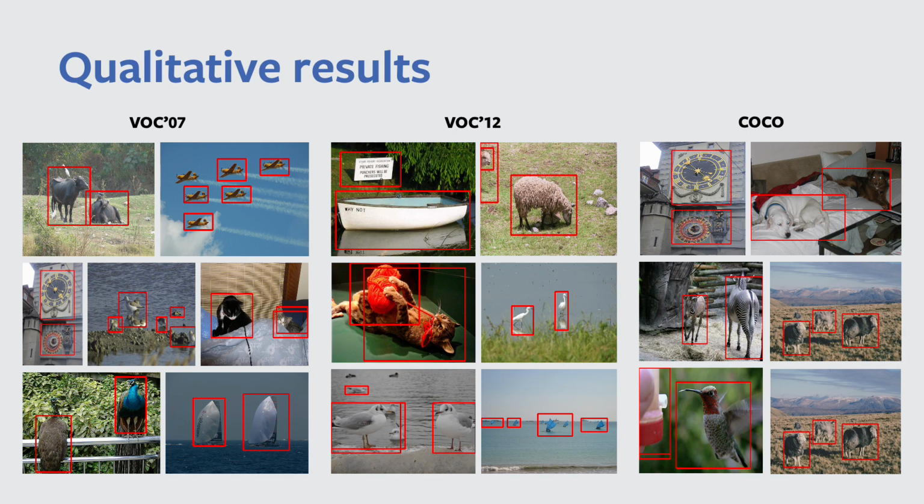Here, we show output of MOST on the VOC 2007, 2012 and the COCO dataset. MOST can localize multiple objects of different sizes in cluttered images without any training.